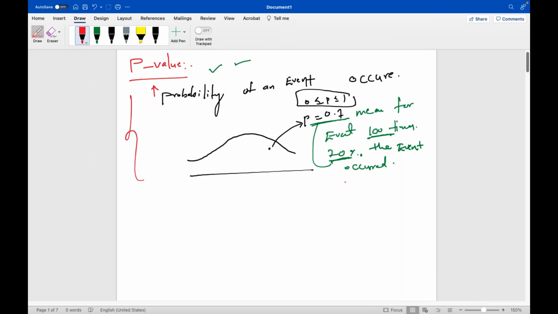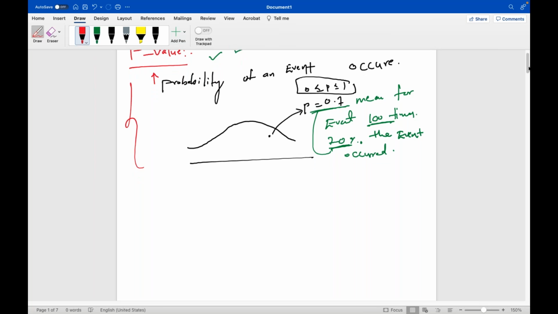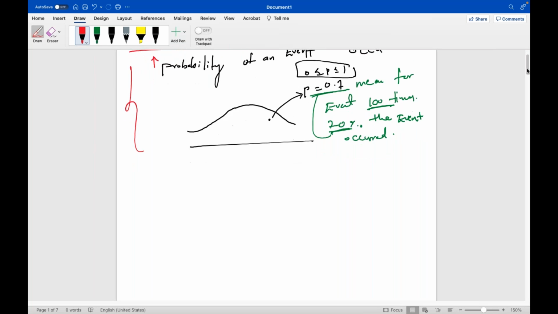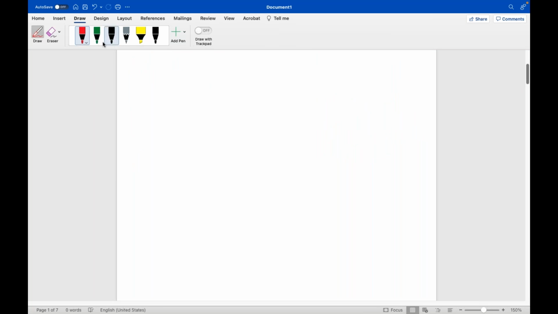Okay. Now this is the p-value, right? It's just a probability. Based upon this, we consider that my event could occur some percentage of times. But this depends on one particular value, the significance value. What is it? The significance value.